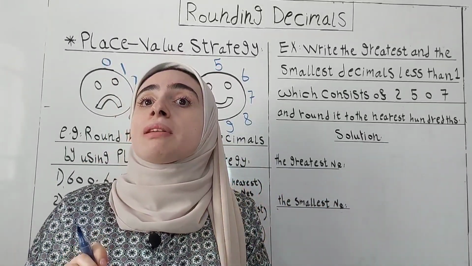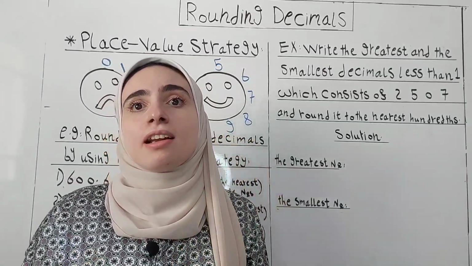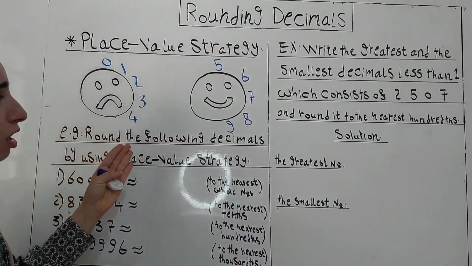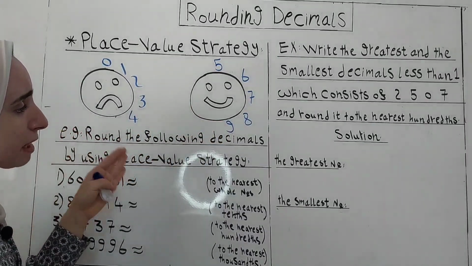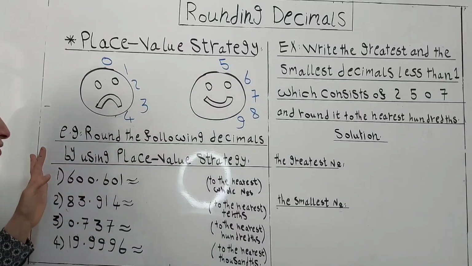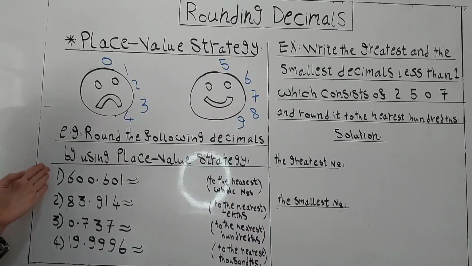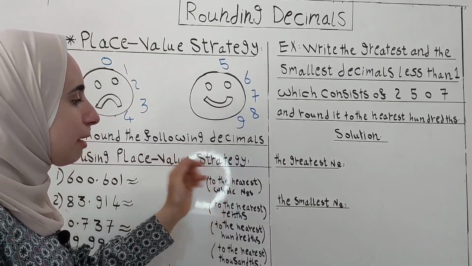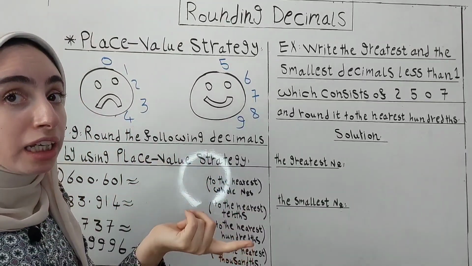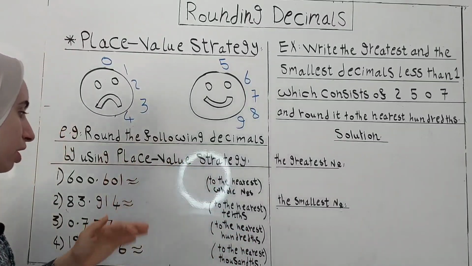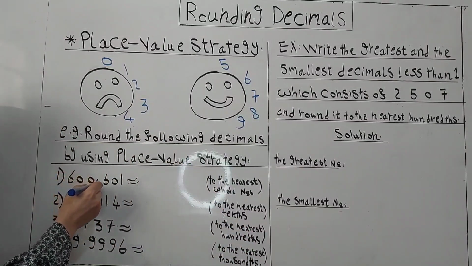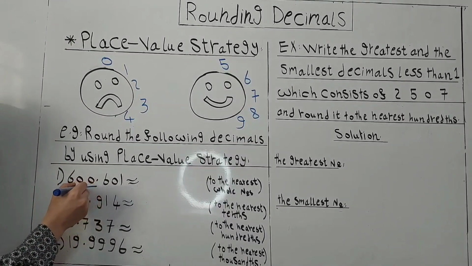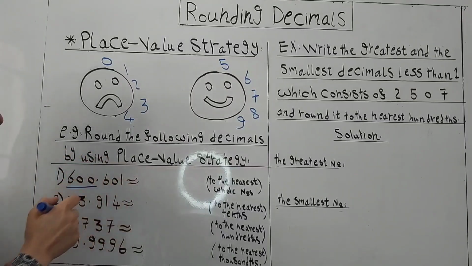To round any decimal number by using this strategy, let's take a given example. Round the following decimals by using the place value strategy. The first one, we need to round 600.601 to the nearest whole number. At the first, we're looking for the digit in the whole number place, which is 0. So we underline this 0 and all digits in the next higher place.